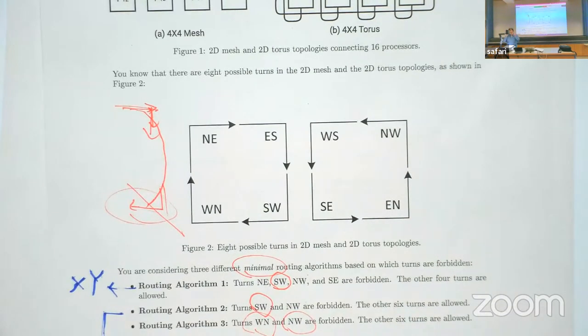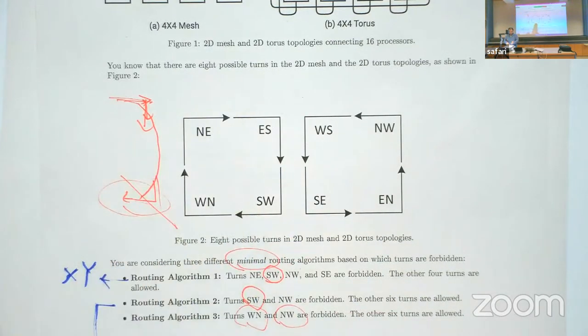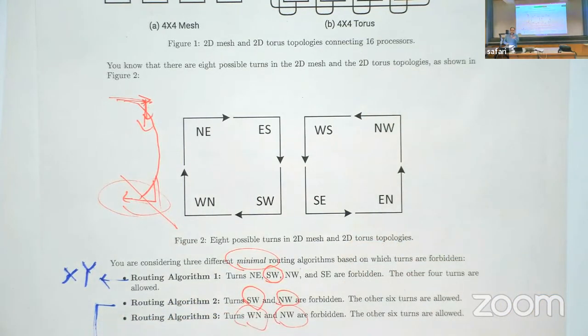Okay. So you're using the southwest turn for proving that the deadlock cannot happen in clockwise order, and northwest for counterclockwise. Okay. Here for counterclockwise, we can also consider the rightmost link, the rightmost edge in that circle.